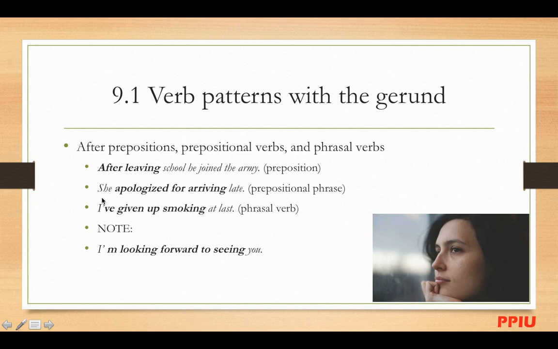And the second example, she apologized for arriving late. So apologize for, here we call a prepositional phrase. So after the prepositional phrase, apologize for, we use gerund, arriving. And the third example, I'm giving up smoking. So give up here is the phrasal verb, and after this phrasal verb, we use gerund.